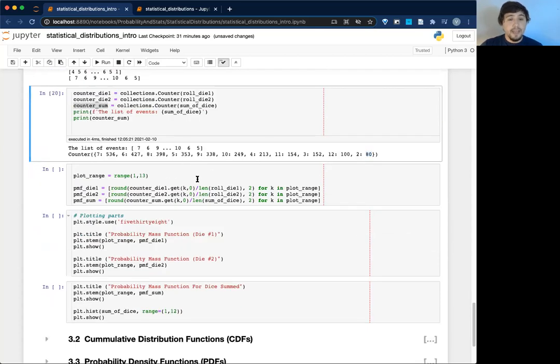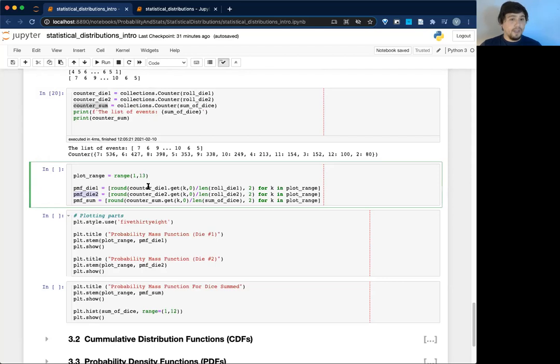Okay, so I can plot out this PMF now. This seems like a lot of code, but essentially we're going to plot each part, pulling out each value of k in this plot range. You can pull out a 2, a 3, a 4, and then take the value divided by how many rolls we did in total. In this case, the total rolls we did was, I think, 3000. So we're just getting the frequency and plotting that out.